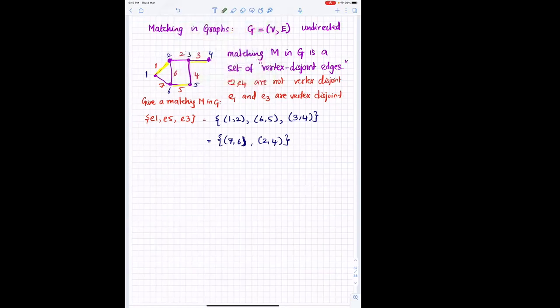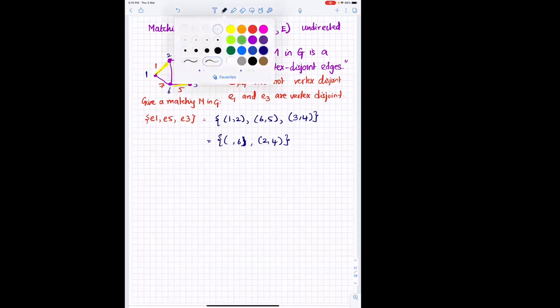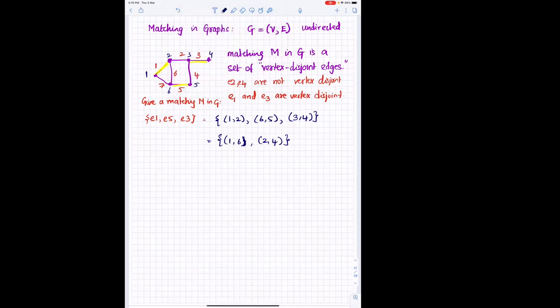So there is no 7. What do you mean by 7, 6? You mean 1, 6? 1, 6. 2, 4 isn't an edge. I meant 2, 3. 1, 6 and 3, 5 maybe. Okay, let me just erase it for one second. I'll erase the edge numbers so that things will be clear.